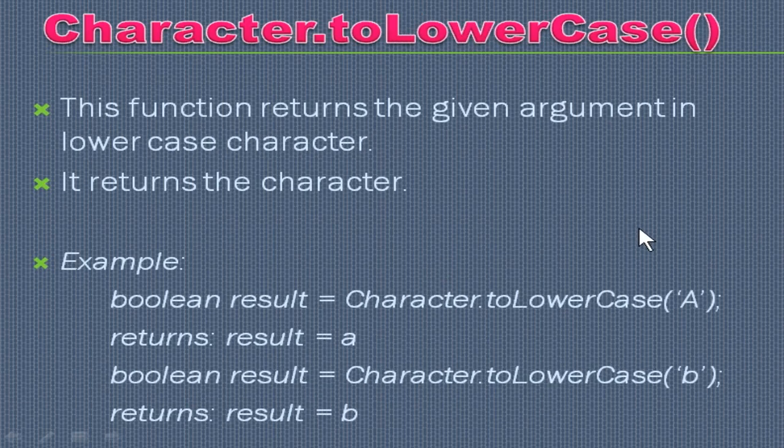Next one is toLowerCase. This function returns the given argument as a lowercase character. It also returns a character. You can see examples here: Character.toLowerCase. Capital A is given here. Since it is a capital letter, it will be converted into lowercase, so it will store small a. In the second example, you have lowercase b. It is already lowercase, so it doesn't change anything. It stores the same character in the result variable.